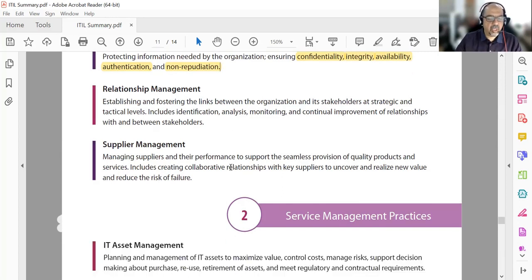We have supplier management, and from the name, this is managing. Managing means monitoring and controlling the relationship with different suppliers. So we can decide across the years, should we continue with this supplier or change the supplier to a different supplier, moving from this internet service provider to another one, or this hardware provider or cloud service provider to a different supplier. So we will monitor their performance to support the quality of the products and services.